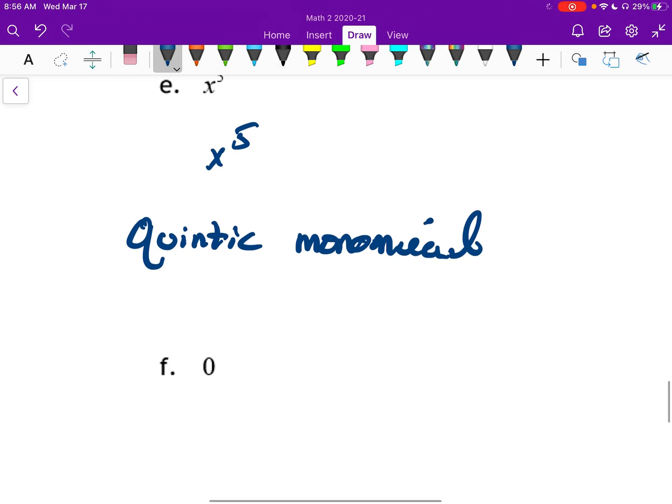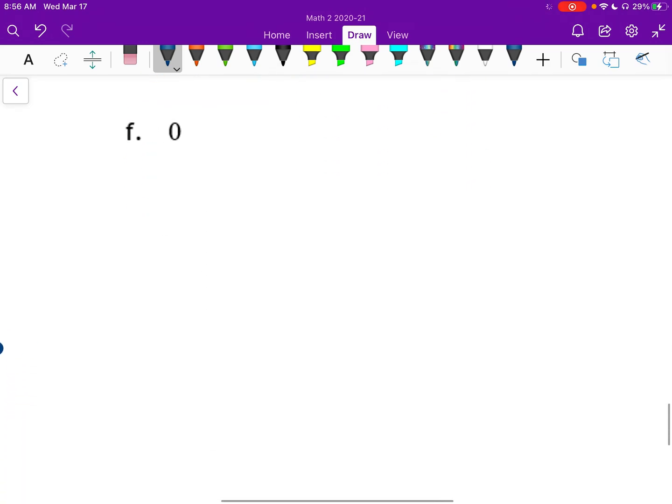Right? Lastly, we have F. We just have the plain old 0. This is a constant monomial.